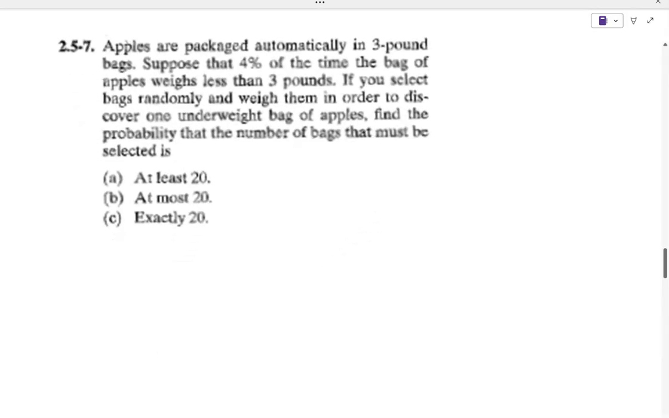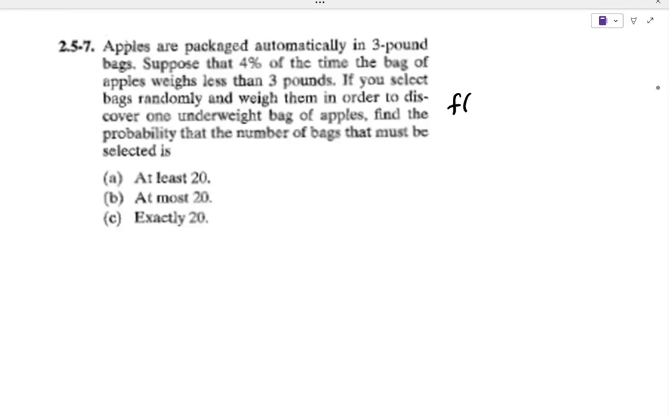Let's look at the next one. Actually, this one may not be a great negative binomial anyway, but that's okay. We're going to take apples and weigh them until you find one underweight bag. What kind of distribution is that? If you're going to draw bags of apples at random until you find the first one that's underweight, it's geometric, right?